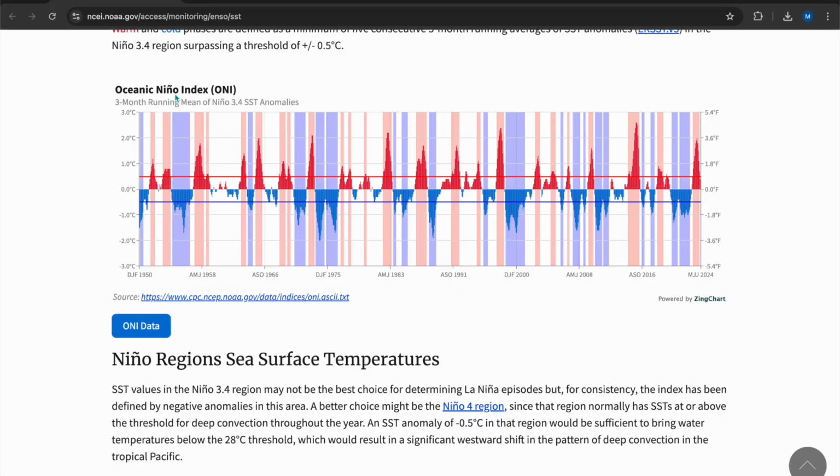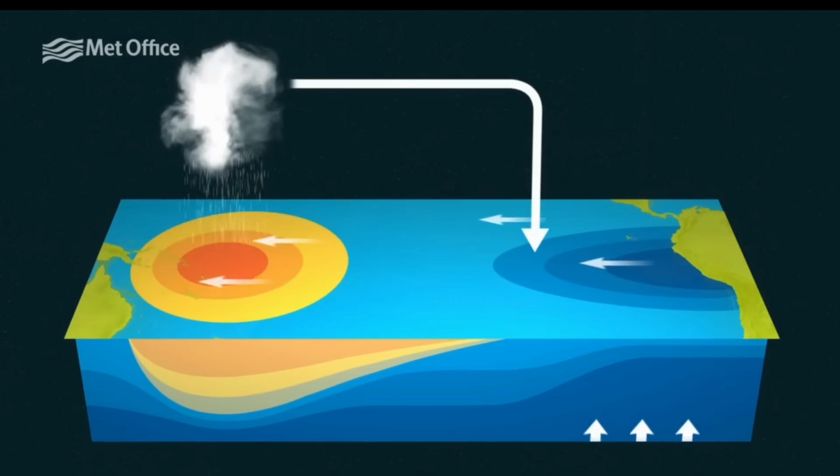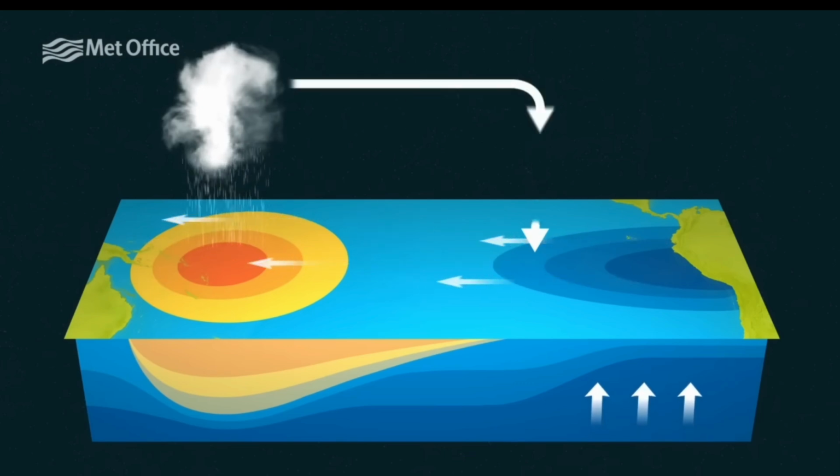To classify El Nino events, a 3-month rolling average of sea surface temperature anomalies is applied to the region. If these values are above 0.5 degrees Celsius for at least 5 consecutive months, then El Nino conditions are considered to be in place. During normal conditions, the trade winds along the equatorial Pacific blow from east to west.